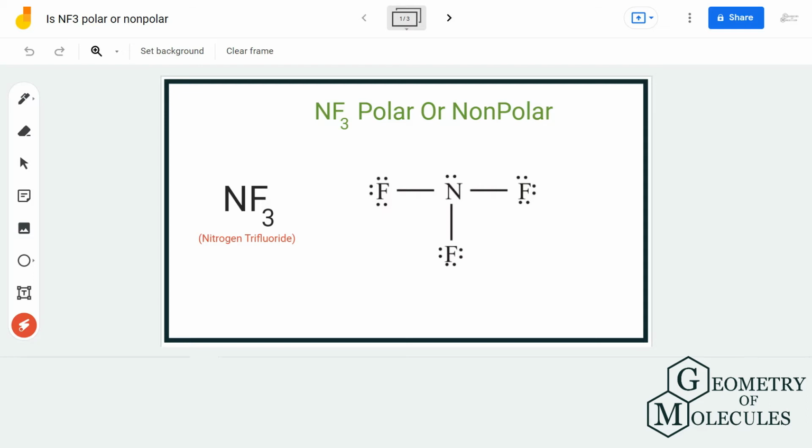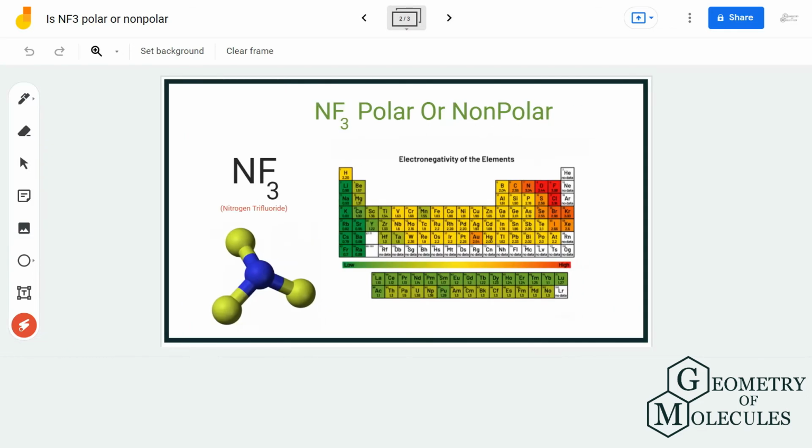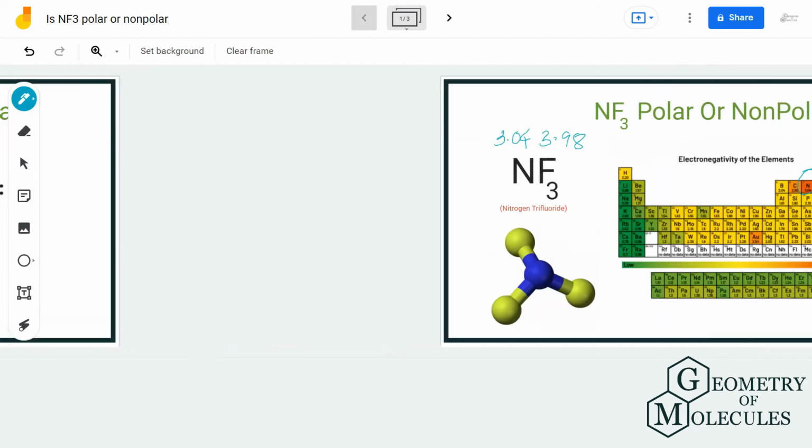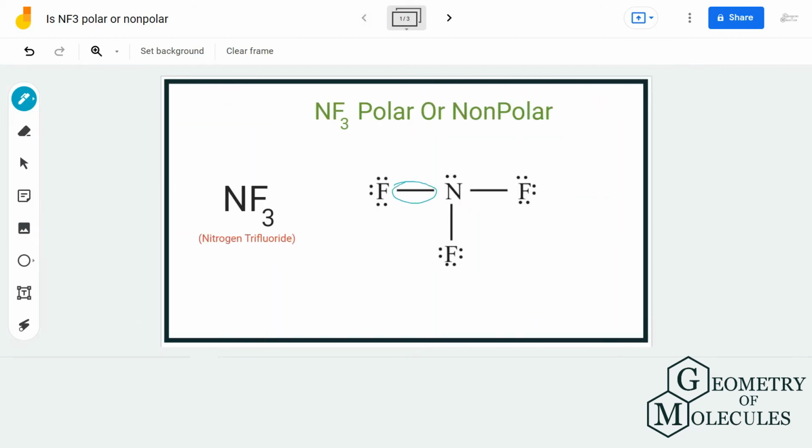Let's check out the electronegativity values of nitrogen and fluorine, and then check out the molecular geometry. When you look at the electronegativity values, for nitrogen it is 3.04 and for fluorine it is 3.98. So the difference is more than 0.4, and hence the bonds between nitrogen and fluorine are polar. That means that fluorine will have a pull on the shared electrons between nitrogen and fluorine, and there will be a dipole moment in the direction of the fluorine atom.